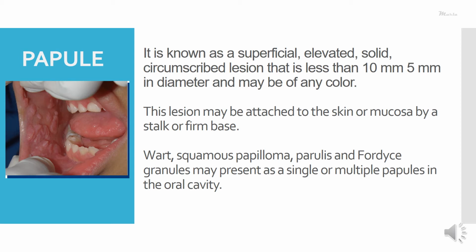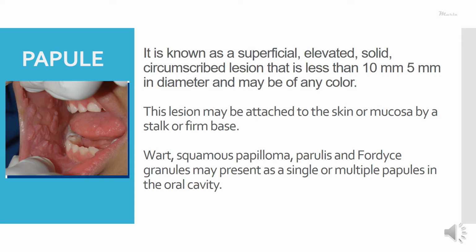Next we'll move on to some lesions which are not flattened in nature, however they are elevated from the adjoining mucosa. These are referred to as papules or papular lesions. A papule is known as a superficial, elevated, solid, circumscribed lesion that is less than 10 mm, basically less than 1 cm in diameter, and may be of any color.